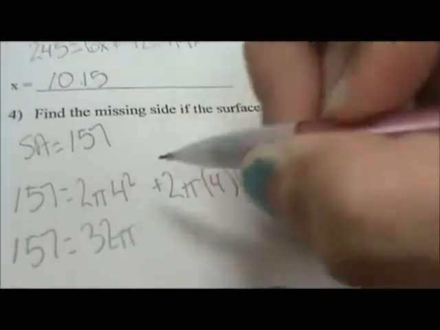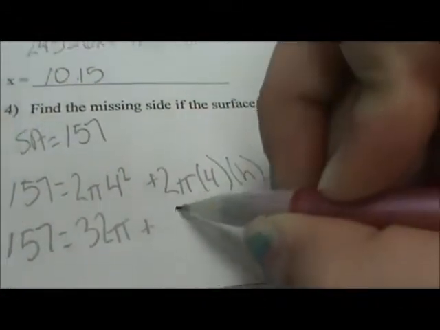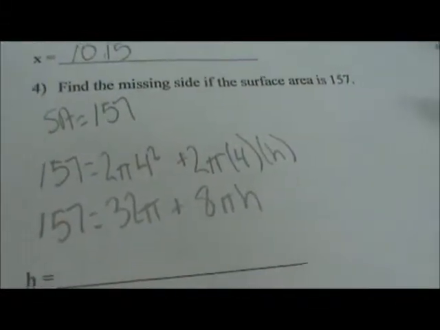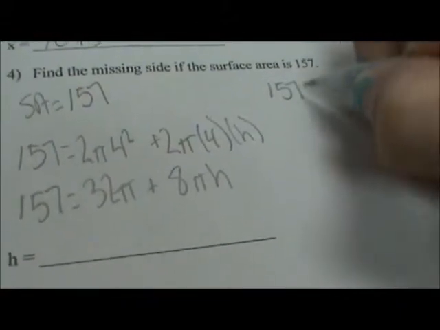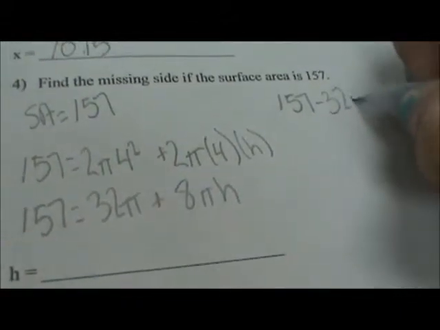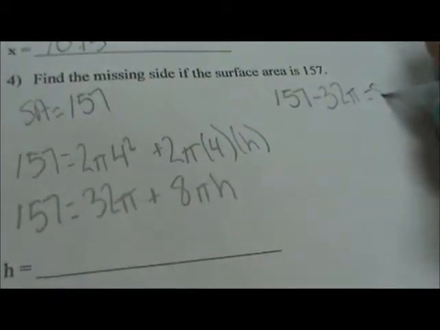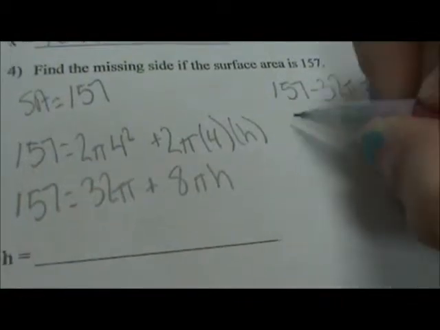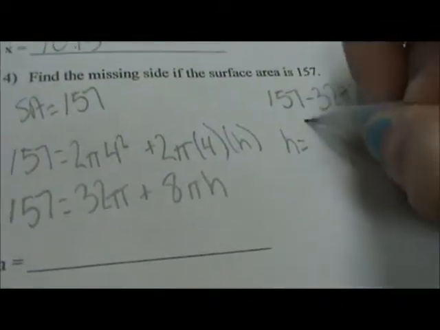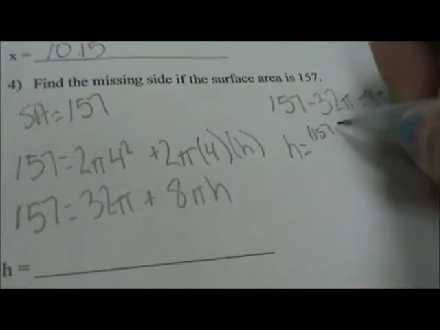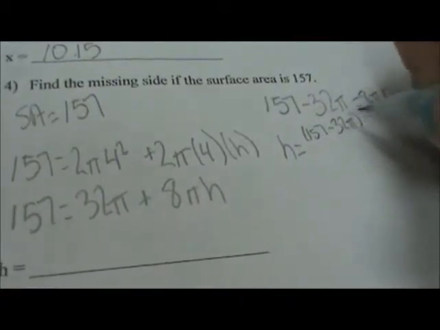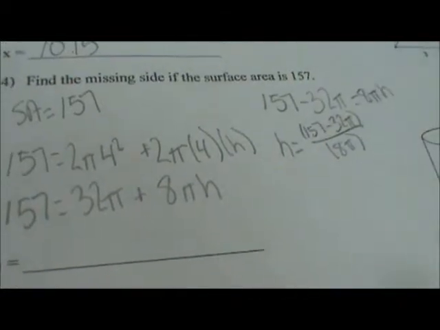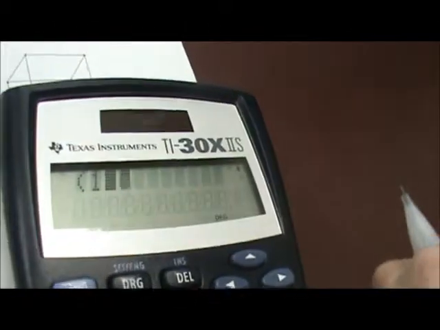So you'll get 157 is equal to 32 pi. Then you need to take 4 times 2, which is going to be 8, which you'll get on one side 8 pi times height. Then you need to subtract the 32 pi, and you'll get 157 minus 32 pi is equal to 8 pi times the height. Then you need to divide by 8 pi, so you'll get 157 minus 32 pi over 8 pi is equal to the height.